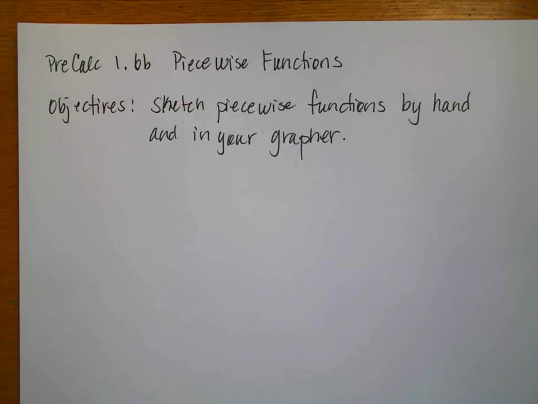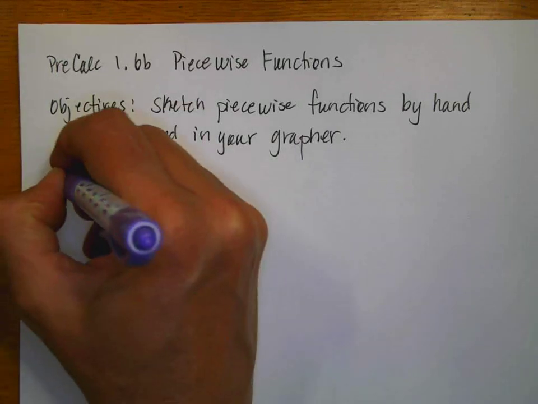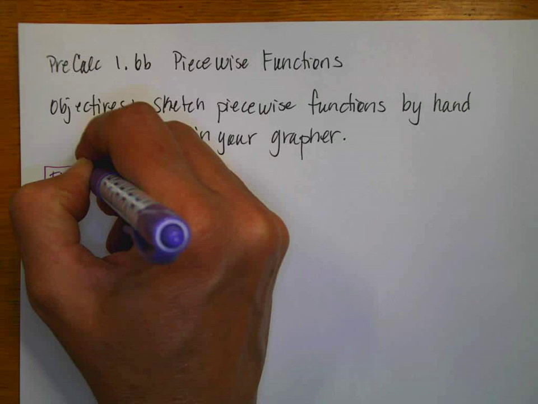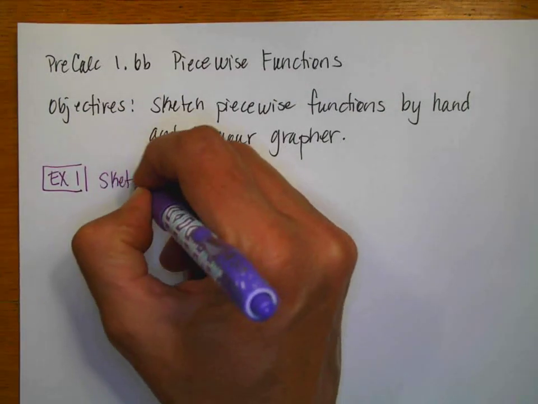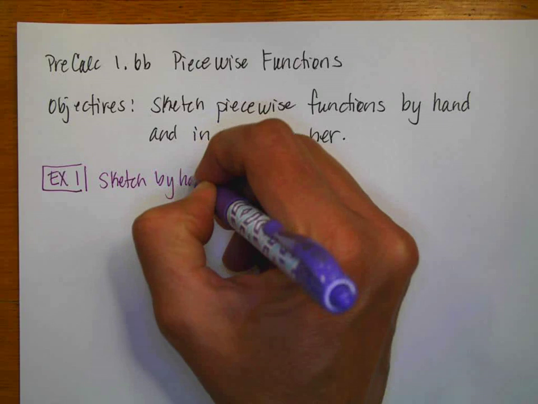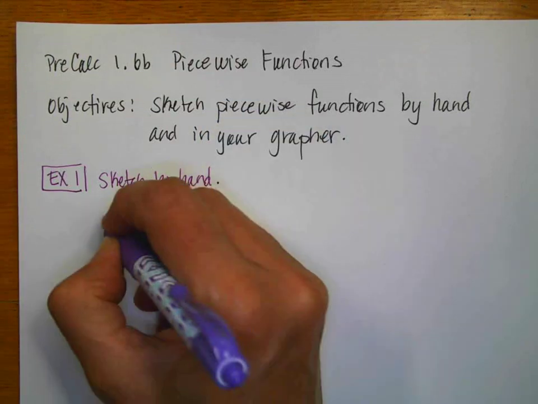So for the first couple, we're going to do them by hand because I will ask you on a test to be able to graph them by hand. So we're going to sketch by hand. Woohoo! We love doing math by hand.